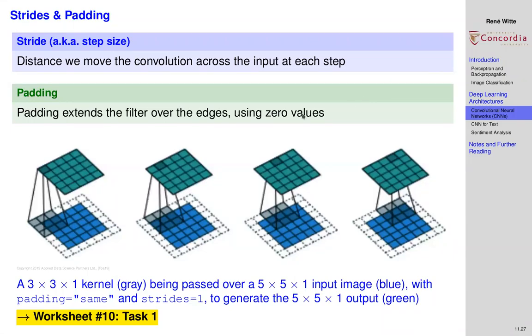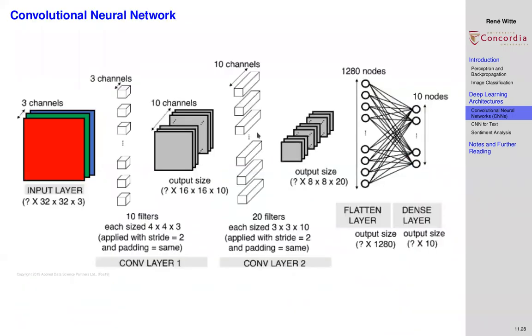Okay, so now you know what a convolution is, and we can start building our convolutional neural network. Here we go back to our example of the CIFAR-10 dataset. We have the input layer with 3 channels, red, green, blue, of 32 by 32 pixel images. Remember, earlier we just flattened the image. Now we are not doing this until the very end.